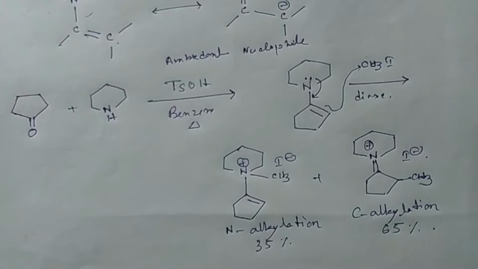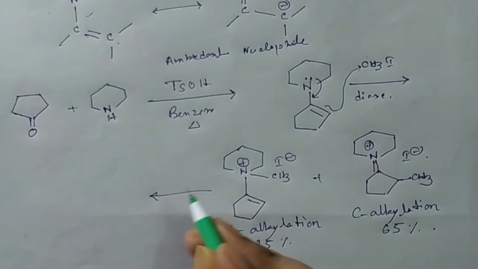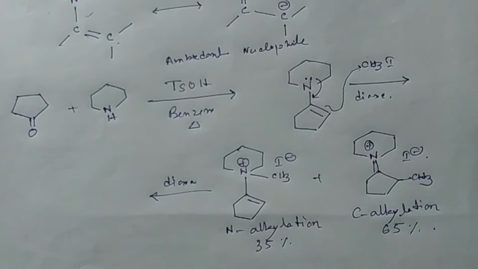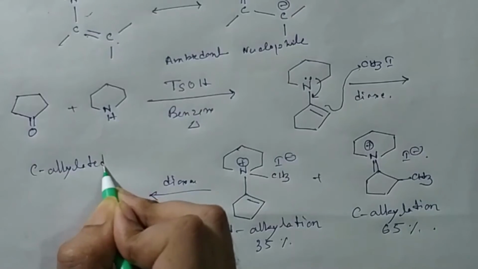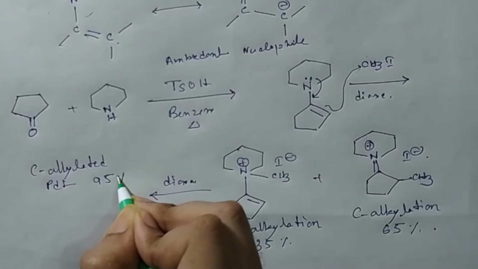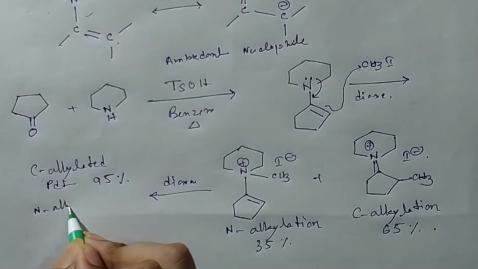But there is an interesting fact that if we heat this mixture for a prolonged time in the same dioxane medium, we get a little bit of change in the percentage of product. We get the C-alkylated, the same product, in 95% and the N-alkylated product in 5%.